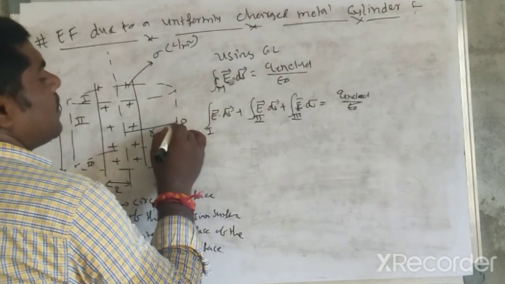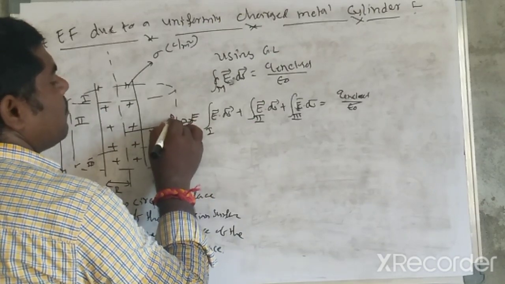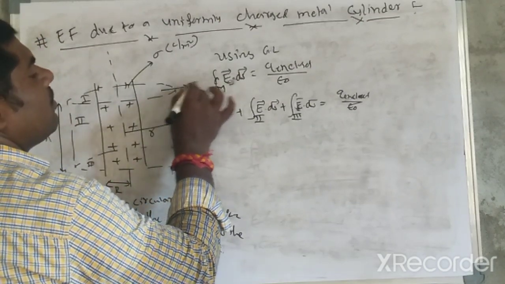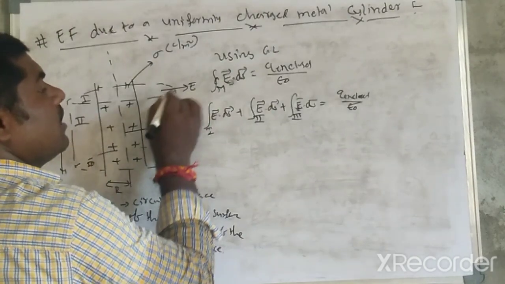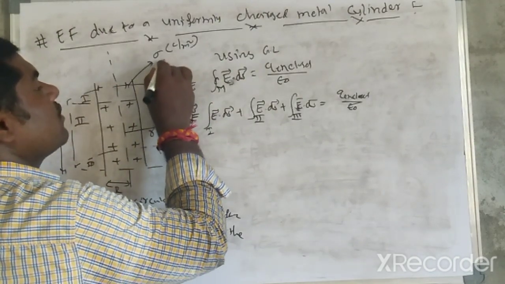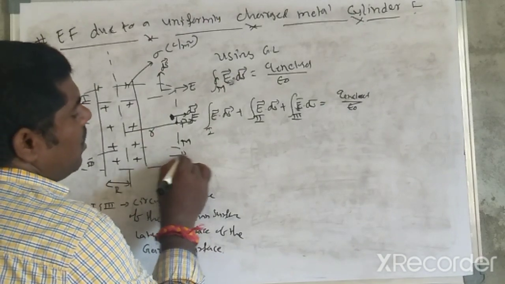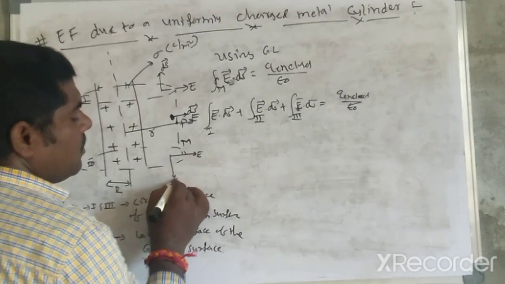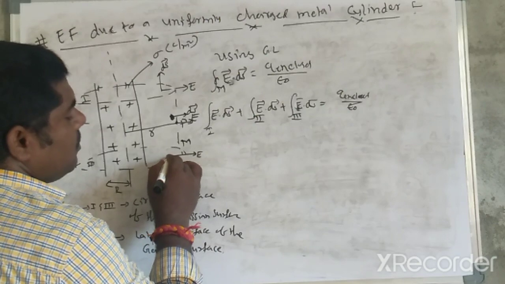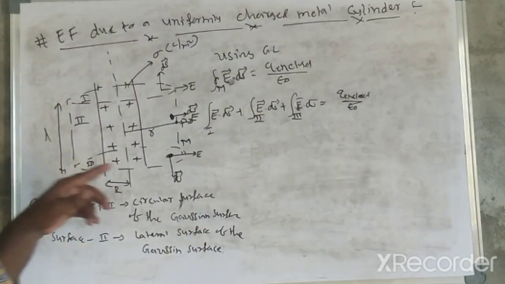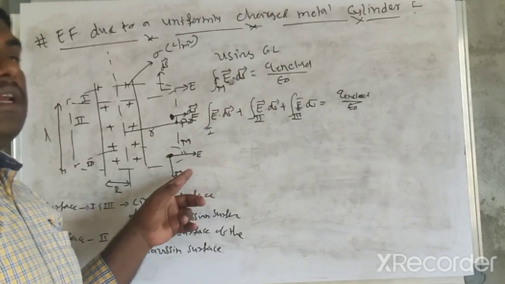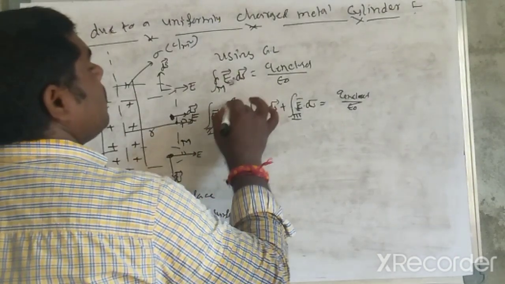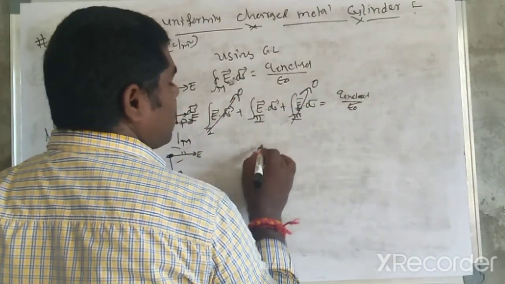Here is the direction of the electric field, and the small elemental area ds bar has the same direction. On the first and third circular surfaces, the electric field is in this direction and the surface area direction is this one. So on the first and third surfaces, the surface area and electric field are at 90 degrees. That's why those integrals are 0.